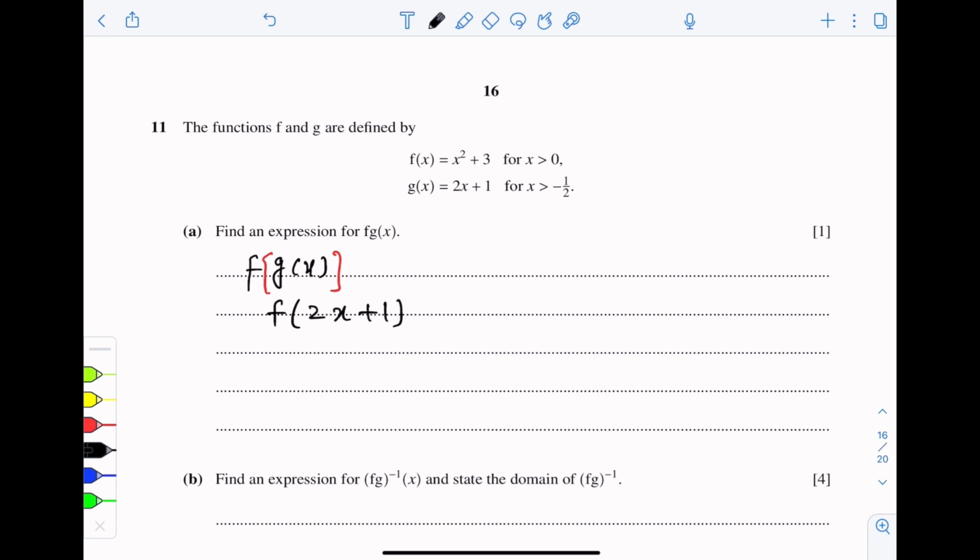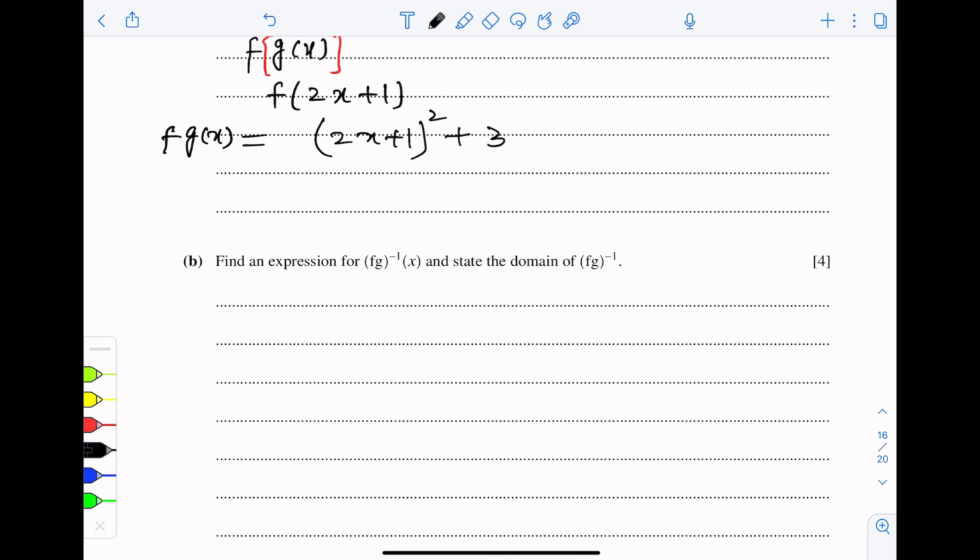Now we compare with the original function f(x). Look at this: f within bracket x gives x square plus 3. Whatever variable is within the bracket, its square will come here. So here 2x + 1 is there, so in place of x we will put 2x + 1. So this becomes (2x + 1)² + 3. So this is fg(x).